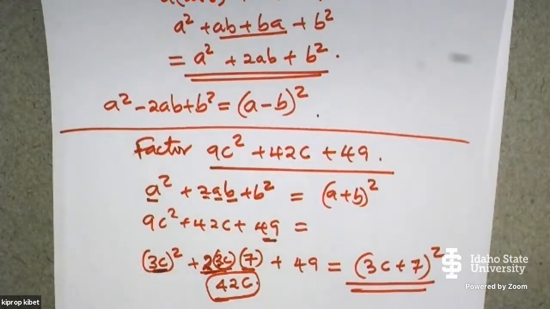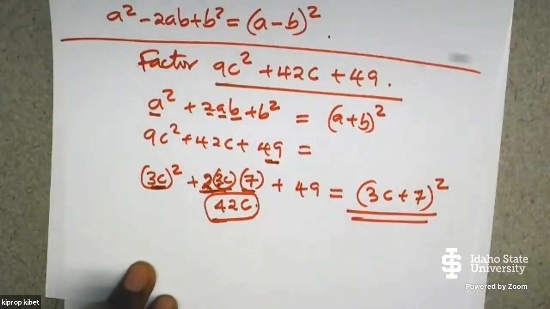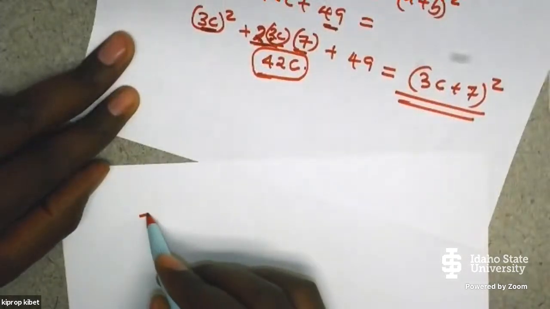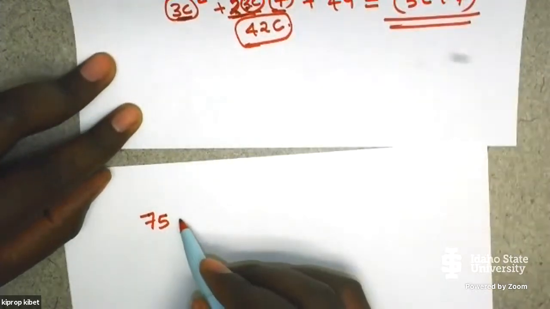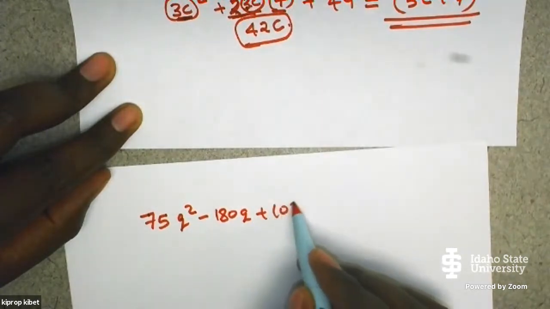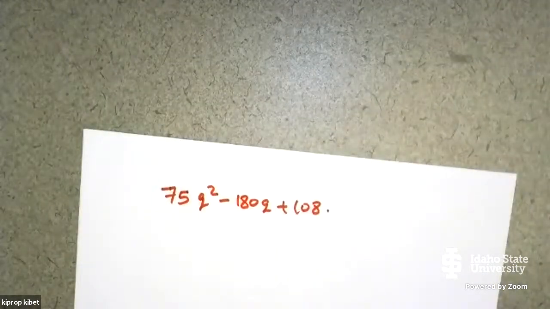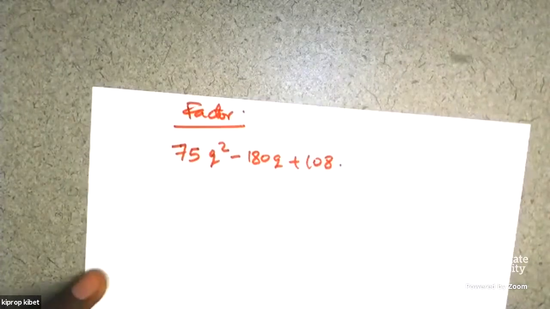Are we together? Okay, we can do another example on the same. If we are not together, so if you have 75q squared minus 180q plus 108, factor this.